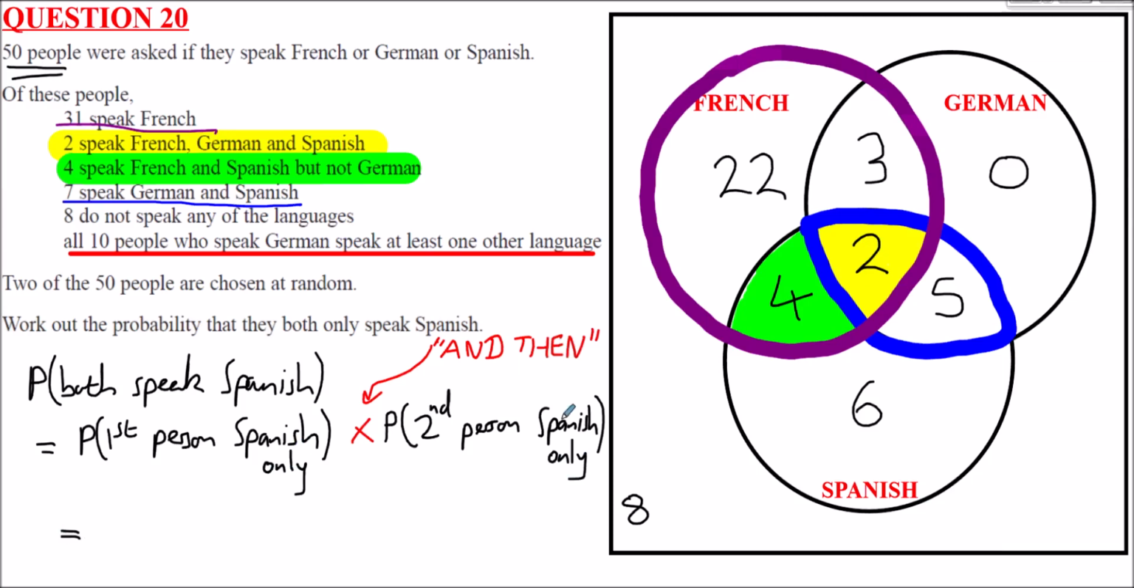So if one person's picked at random, there's 50 people to choose from, and the chance that the first person speaks Spanish only is 6 out of 50. And then we pick another person. There were 50 people to choose from to begin with, but we've just picked one of those people, so now there's one less person to choose from. There's only 49 other people now to choose from. One person of these 6 has already been chosen. That leaves only 5 remaining. So 6 out of 50, then the first person disappears, leaving only another 5 Spanish-only speakers out of 49 people in total. So this is the fraction we need to calculate.